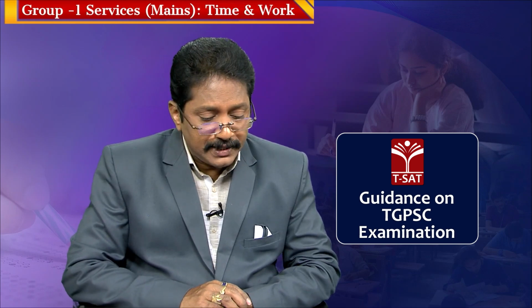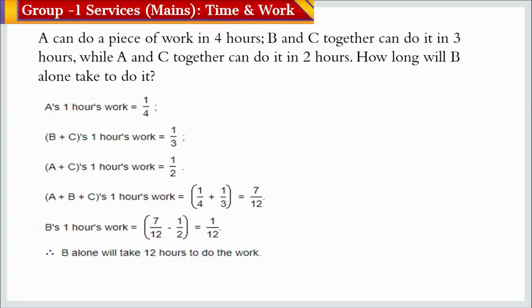A can do a piece of work in 4 hours. B and C together can do it in 3 hours, while A and C together can do it in 2 hours. How long will B alone take to do it? This is the question. A can do the work in 4 hours. What is A's work in 1 hour? It is 1 by 4.